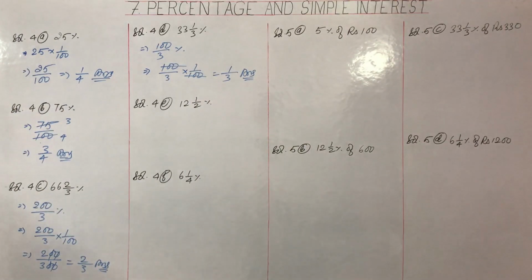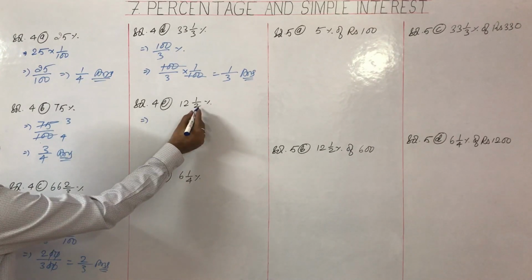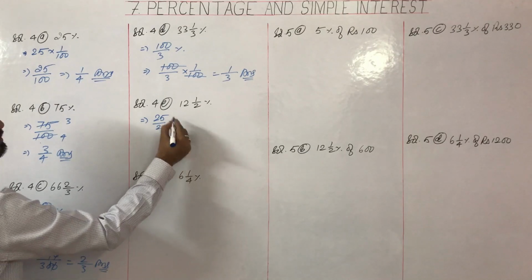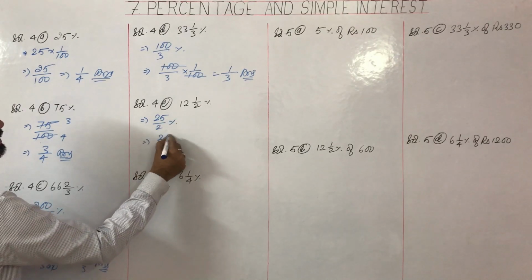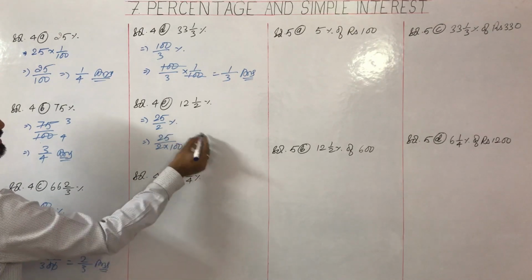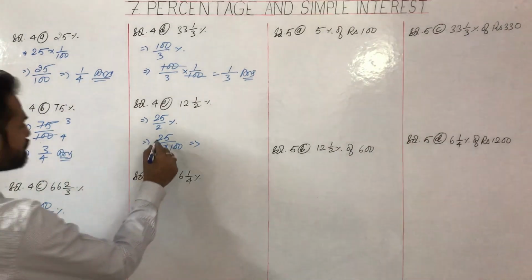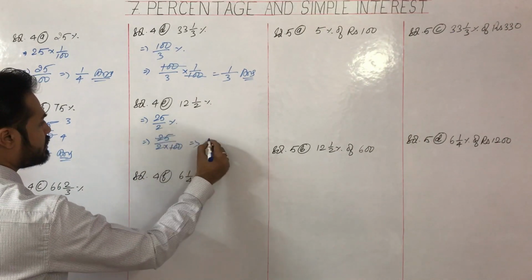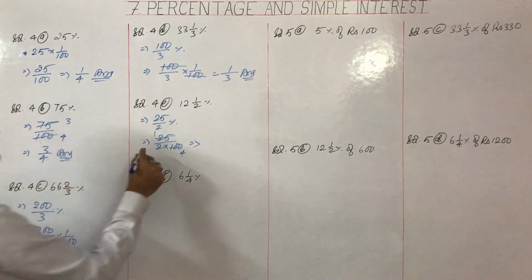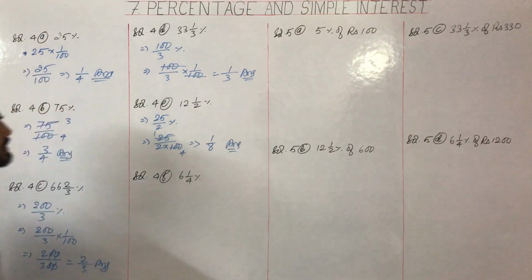Then 12 and a half. 12 1 by 2, or 12 and a half. So again 12 into 2, 24 plus 1, 25 by 2%, or directly write 25 by 2 into 1 by 100, which becomes 2 into 100. So 25 and 100: 25 1s are 25, 25 4s are 100. So 2 into 4 is 8, and the fraction is 1 by 8.